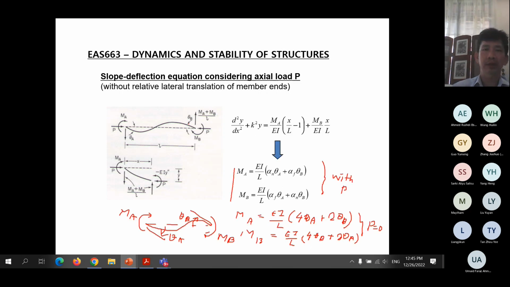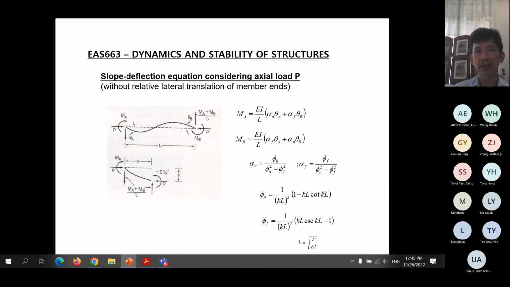Now, slope deflection equations relate the end rotation to end moment. Again, when we consider P, then these coefficients here, alpha n, alpha f, are not constant anymore, but are a function of P over P critical. And what are alpha n and alpha f? This next slide shows alpha n is given by these equations here, which is phi n over phi n square minus phi f square. And alpha f is phi f over phi n square minus phi f square. And later we can see where they come from.